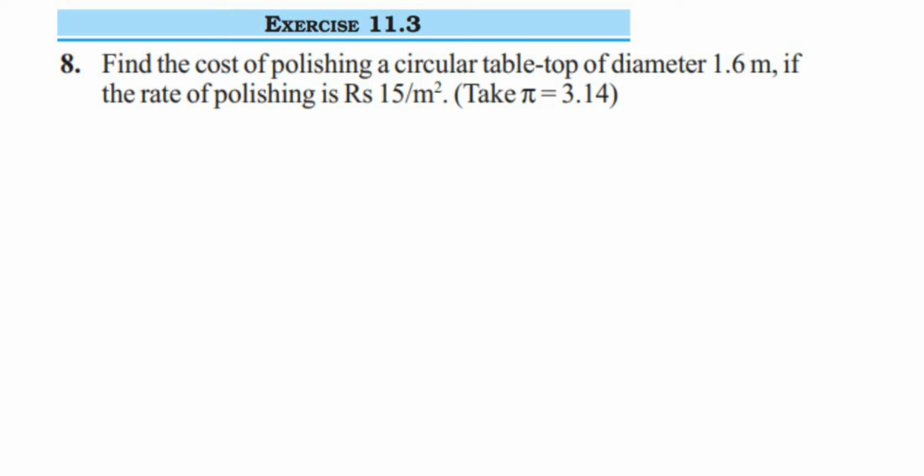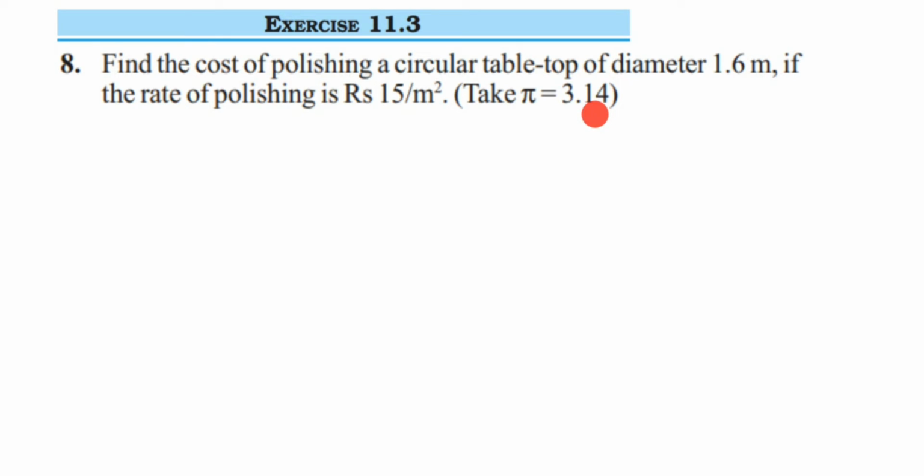Hey everyone, here I am doing exercise 11.3, 8th question. This is from the chapter Perimeter and Area of class 7. The question is, find the cost of polishing a circular tabletop of diameter 1.6 meter, if the rate of polishing is rupees 15 per meter square, and they have given to take the pi value as 3.14. So what is given in the question?